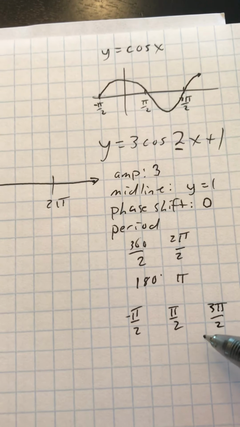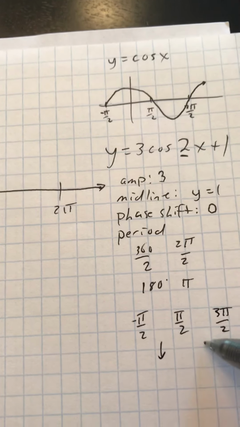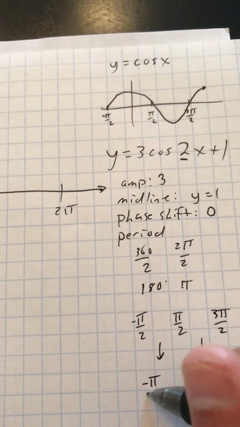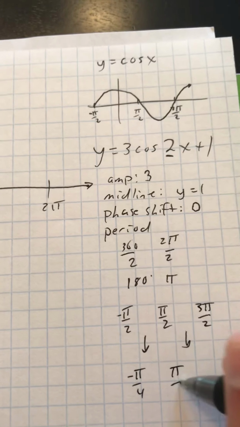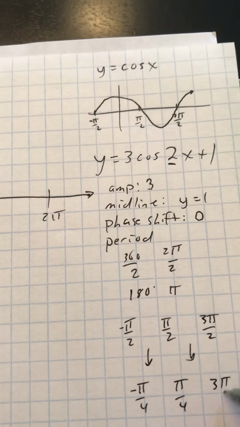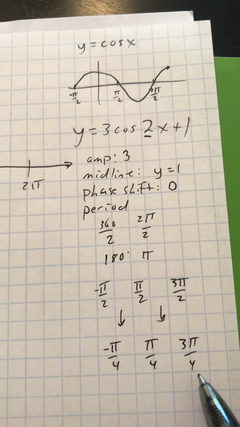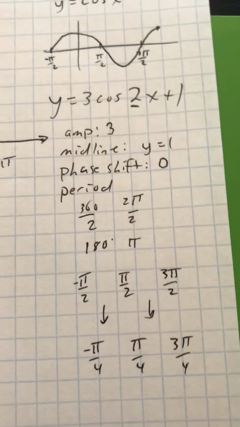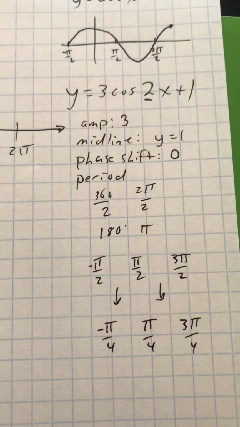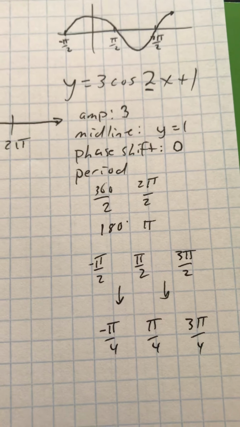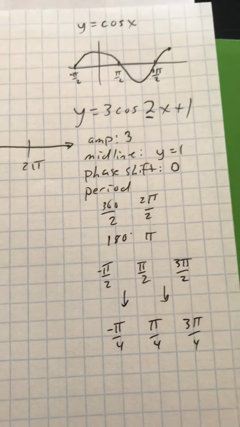Each of these is going to be divided by 2 because the period's supposed to be half as big. So that would give us negative pi over 4, and 3 pi over 4, or negative 45, 45, and 135 if you divided all those original values by 2. Okay, so that's where it's going to cross the axis. There is no phase shift, so we don't have to add or subtract anything here. So at this point, we can get going.